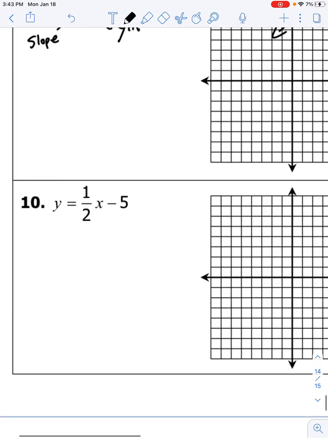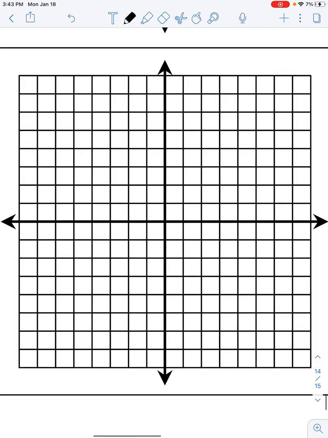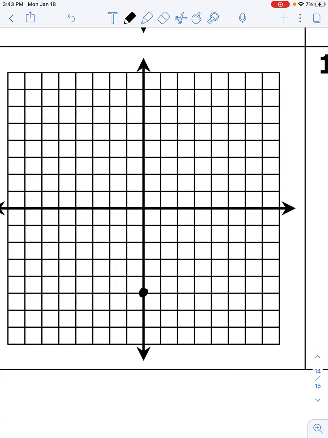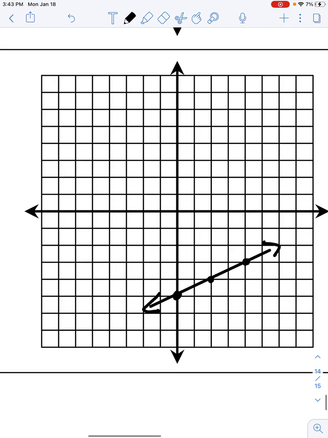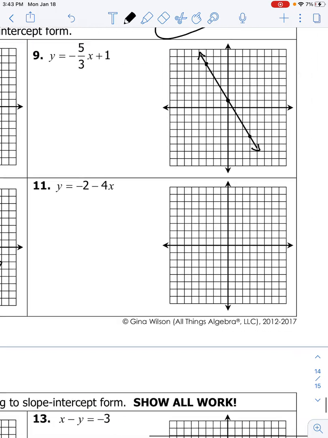All right, next one, plot the y-intercept, which is negative 5. So negative 1, 2, 3, 4, 5. Our slope is 1/2. So up 1, right 2, and then up 1, right 2. And then draw our line. And that would be your answer for number 10.